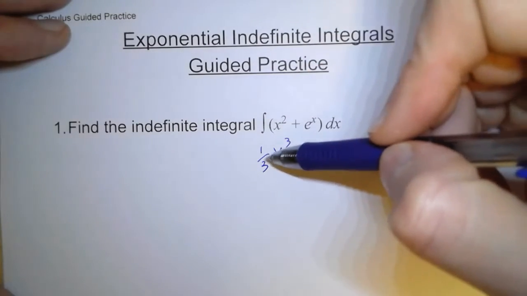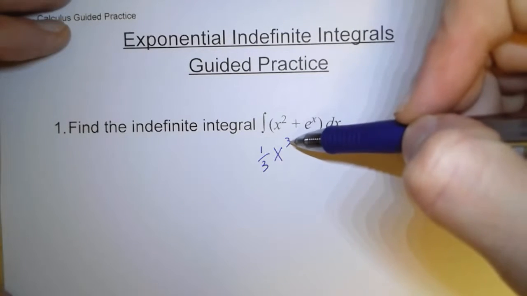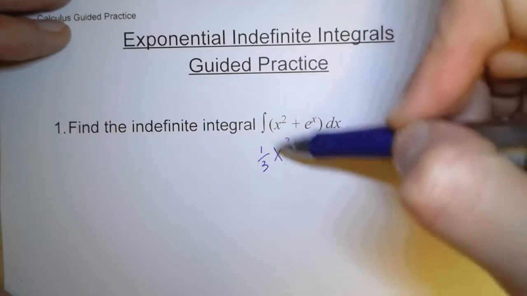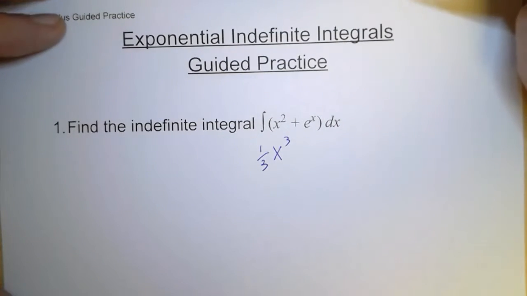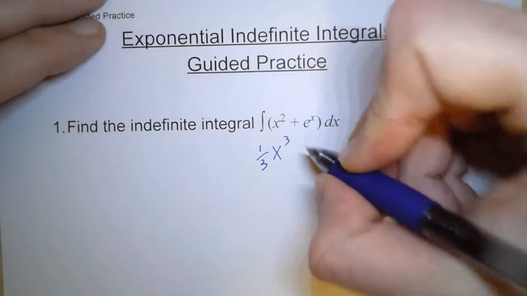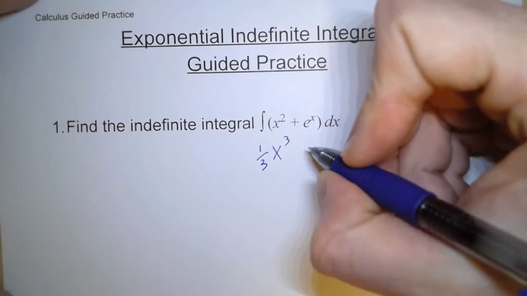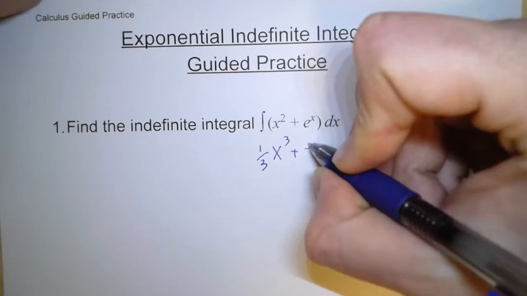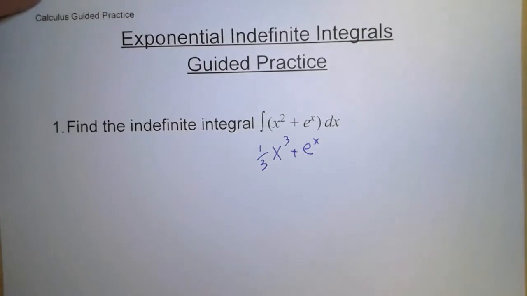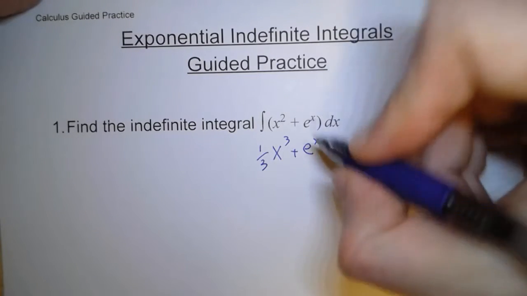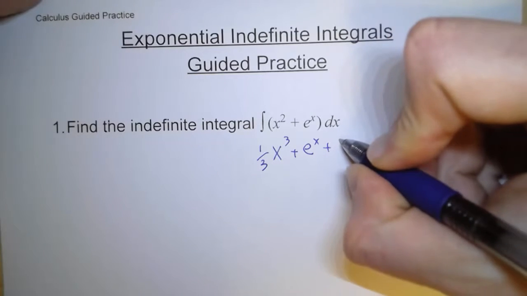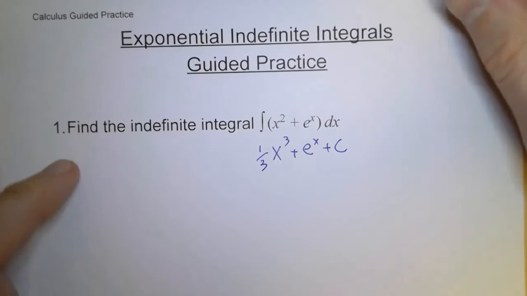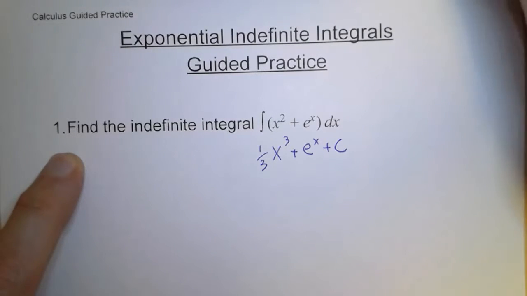Now why do we need the 1/3? Because when we take the derivative, the 3 is going to come down. But there's no 3 here, so the 1/3 has to be there waiting to cancel it out. But what about e to the x? Well, e to the x is actually one of the easier antiderivatives because the derivative of e to the x is e to the x, which means the antiderivative is the same. It's also e to the x. And since it's an indefinite integral, we remember to put the plus c. So this is how we find this indefinite integral.